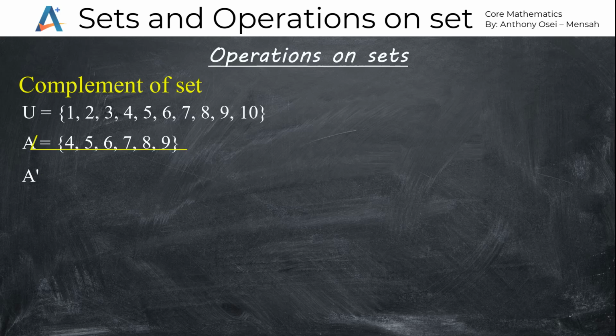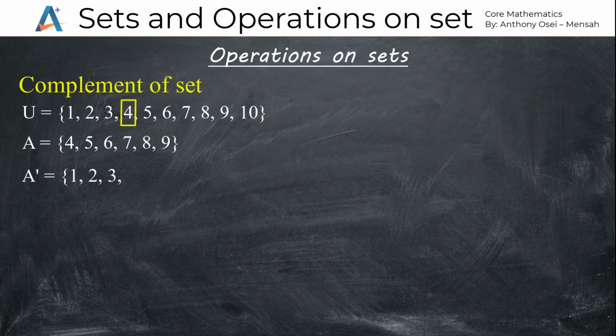So let's compare the two and see. Compare set A to the universal set. I can see that 1 is in the universal set, it's not in A. So the first complement is 1. I can see 2 is in the universal set and it's not in the set A. So 2 is the next element. I can see 3 in the universal set, but 3 is not in set A. So 3 becomes the third element.